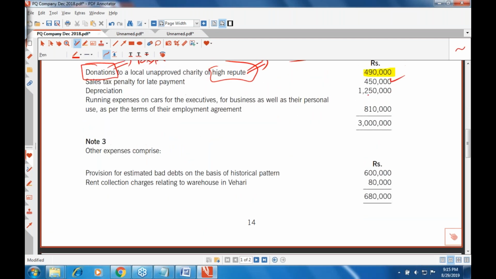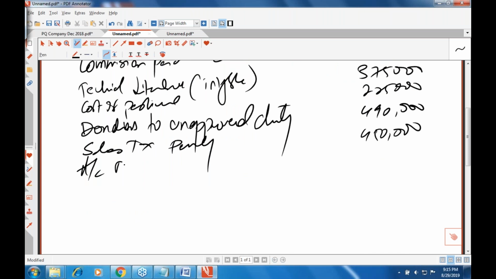It says depreciation of 1.25 million. So the accounting depreciation needs to be added up, because what happens is we deduct the tax depreciation. So the accounting depreciation needs to be added up.